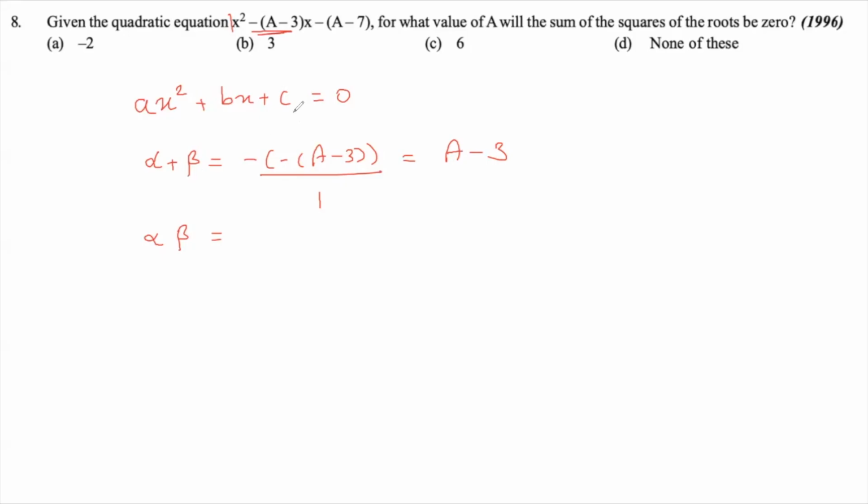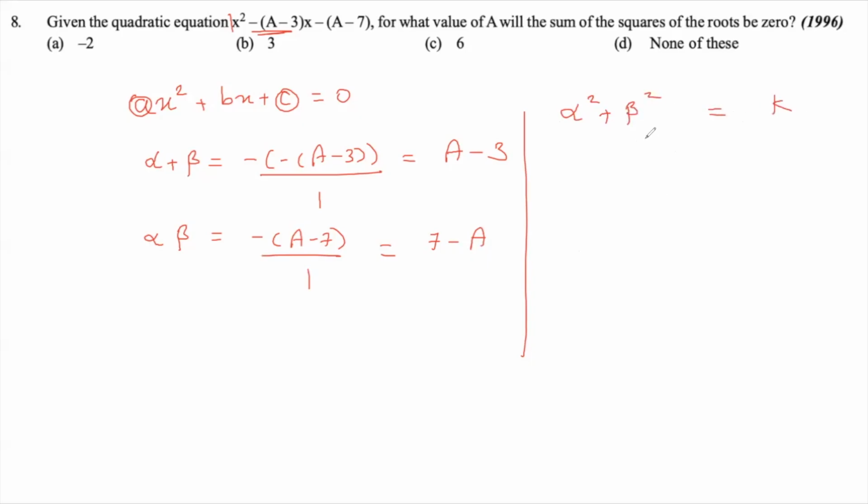Similarly, we know the product of roots is c by a, the constant term upon the coefficient of x squared. The constant term is minus of (a minus 7) and the coefficient of x squared is 1. So the product of the roots is minus of (a minus 7). I can also call this 7 minus a, right? Now we want to find out the sum of the squares of the roots, right? And the sum of the squares of the roots will be alpha squared plus beta squared. Let's call this k.